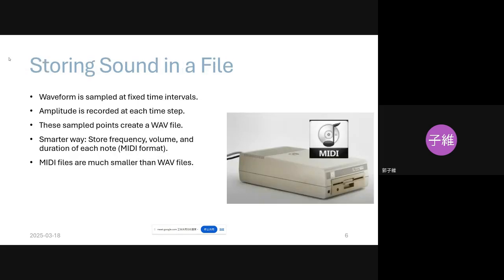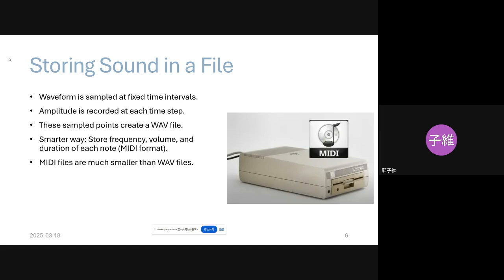Now, how do we store sound in a file? When we use a microphone to capture sound waves, we sample the waveform at fixed time intervals. Now, the x-axis represents time, and the y-axis represents amplitude. And at each time step, we record the amplitude value, storing it as a set of xy points. Okay, and by saving all these sampled points, we can get a wave file.